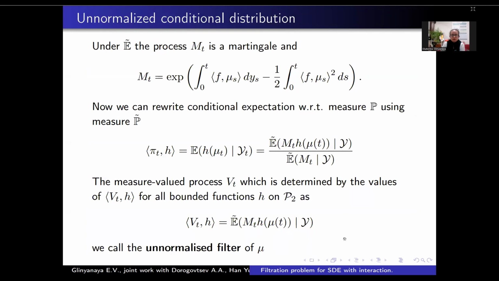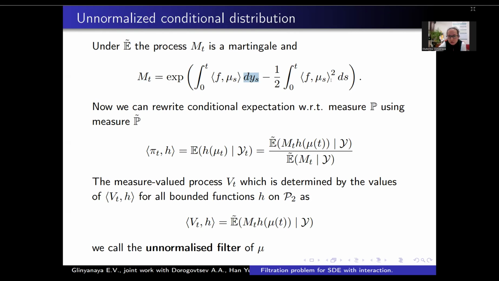Okay, so now just to say that P and P tilde are equivalent, and we can write the density of one with respect to the other and vice versa. And in this case, the inverse density we can write using the process y itself, because on the probability space with measure P tilde, y itself is a Brownian motion.